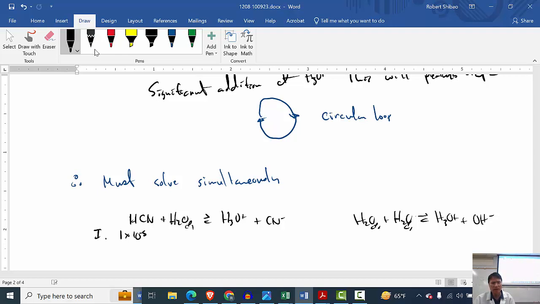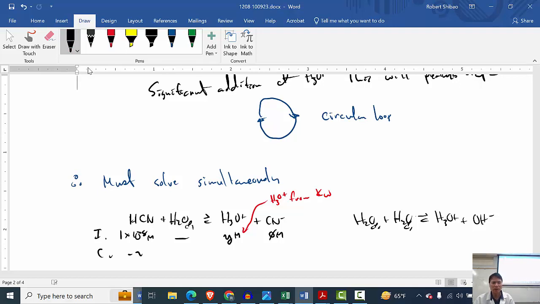Initially, we're starting off with 1 times 10 to the minus 8 molar HCN. Water is a pure liquid. And we're going to assume that nothing's hydrolyzed yet, so we have 0 molar cyanide. But we're going to have some hydronium from water. The hydronium from water I'm going to call Y molar. This is the hydronium from water, Kw.